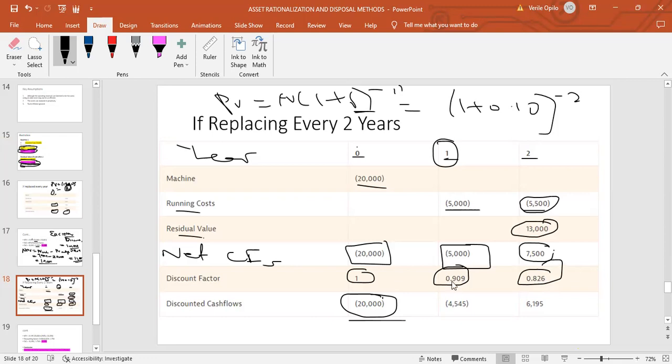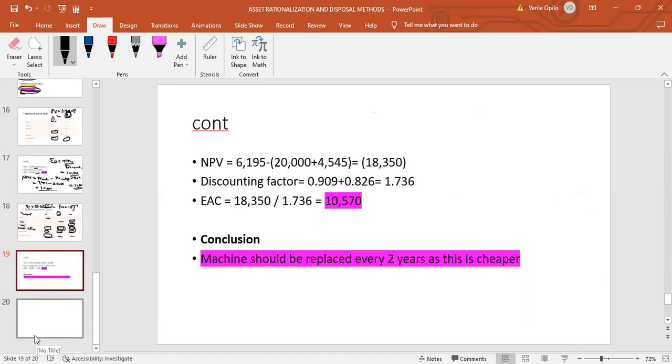So therefore, we now have our discount factors. The future values are 5,000 and 7,500. We multiply by the discount factor of 0.9091 for year 1 and 0.826 for year 2. So we multiply 5,000, which is the net cash flow for year 1, times 0.9091. That should give us 4,545. Then for the second year, we have 7,500 multiplied by 0.826. That one should give us 6,195.